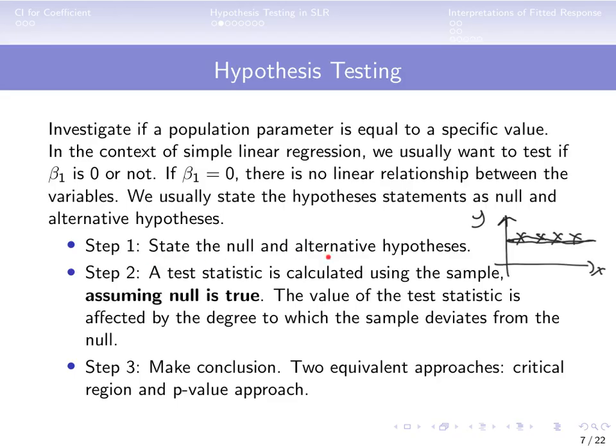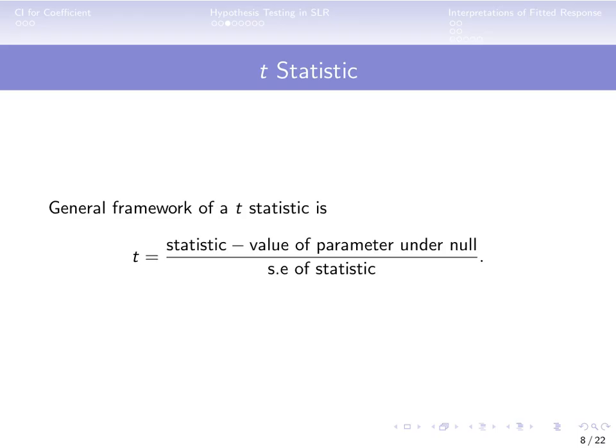Simple steps: state the null and alternative. I did mention it's typically the null saying that the slope is 0, and the alternative saying the slope is not 0. But based on the context of your problem, it might be a different value over here. We then calculate a test statistic, and then we make a conclusion based on either the critical value or the p-value approach. The test for the slope is a t-statistic. So the framework is the statistic, which is the sample slope, minus the value in the null hypothesis, so usually it's 0, divided by the standard error of the slope.